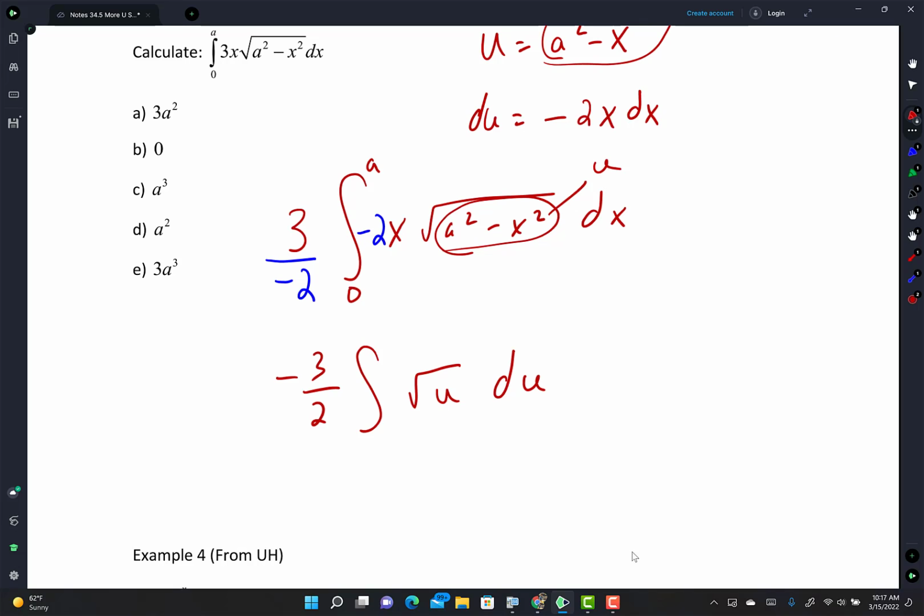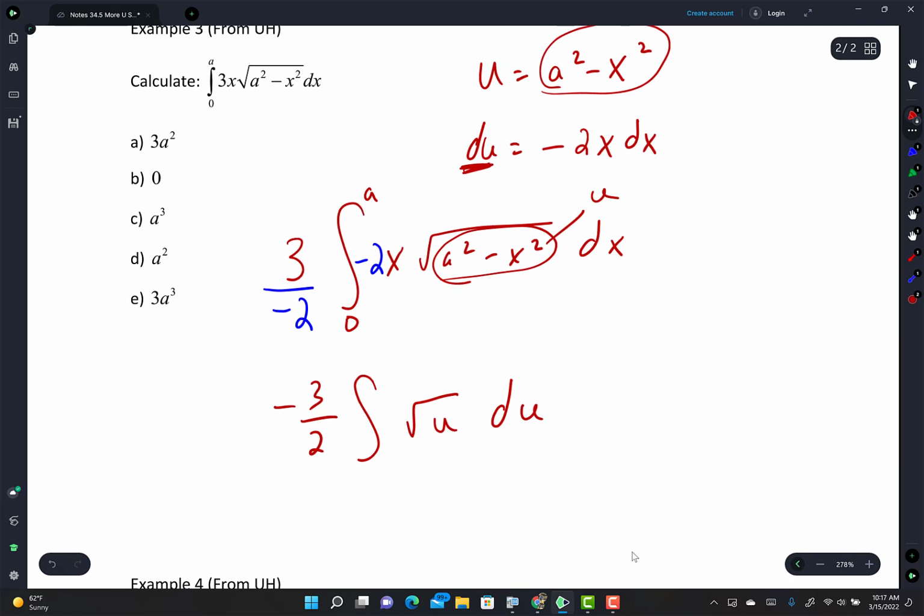The negative 2x dx is replaced with du. And the a squared minus x squared is replaced with u. That looks a lot simpler now, guys. So now I need new limits. When x is 0, 0 squared is 0, so I just get what? No, I get a squared, because a is a constant. Are we still okay? When x is a, what is a squared minus a squared?